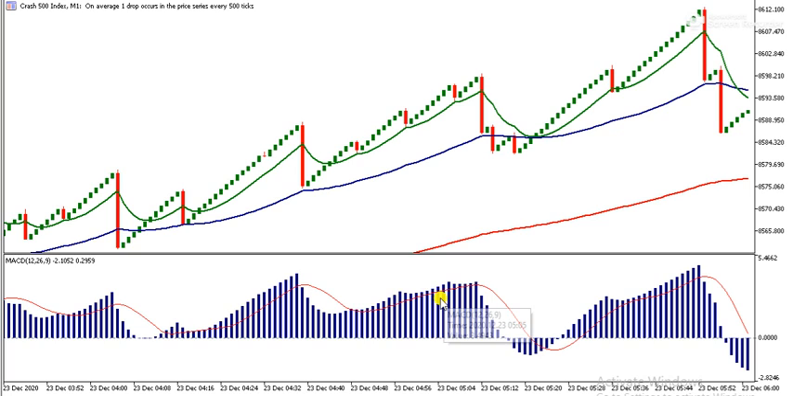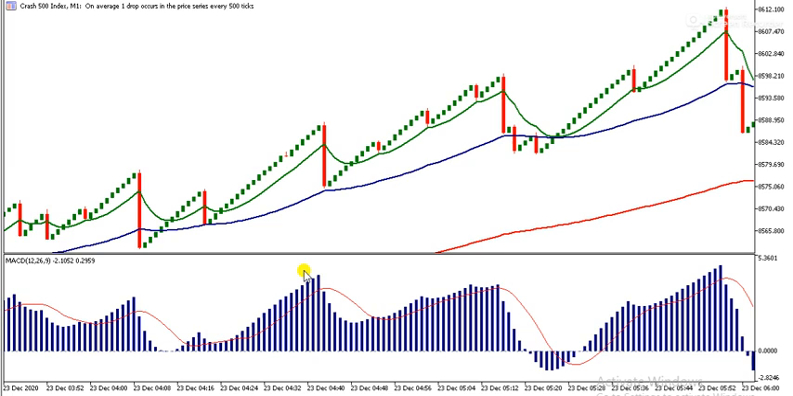So in this strategy, for crash index, for the crash 500 and crash 1000, we would only be looking to buy. We would only be looking for buy opportunities in either of the strategies we use. While on the boom index, for the boom 500 and the boom 1000, we would only be looking for sell opportunities. Sell opportunities are the only thing we'll be looking for on the boom index. So without further ado, let's get to it.